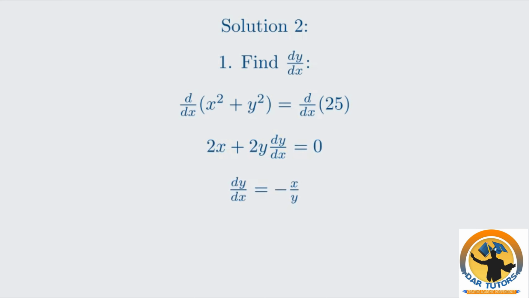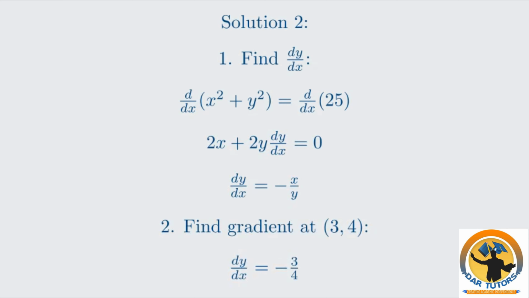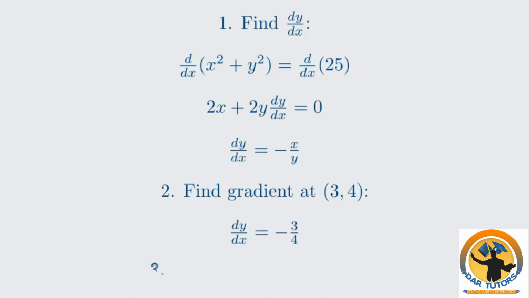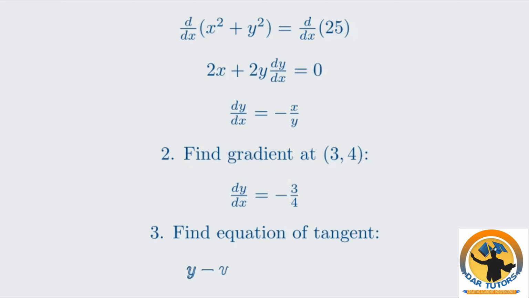Solving for dy/dx, we get negative x over y. Next, we find the gradient at the point (3, 4) by substituting x equals 3 and y equals 4 into our derivative. The gradient is negative 3/4. Finally, we use the point-gradient form of a line.